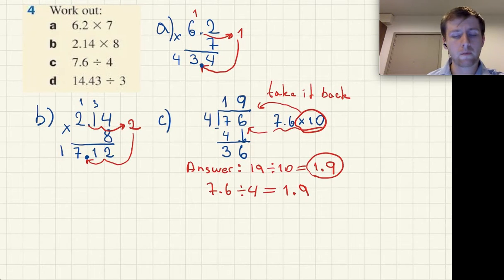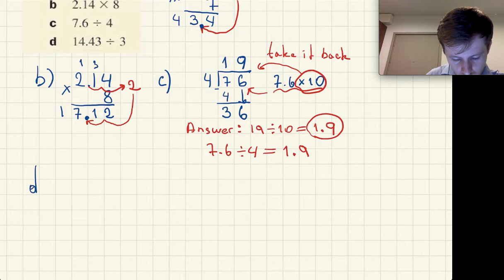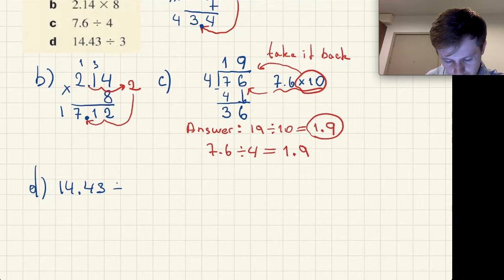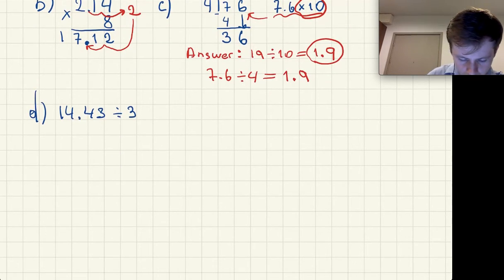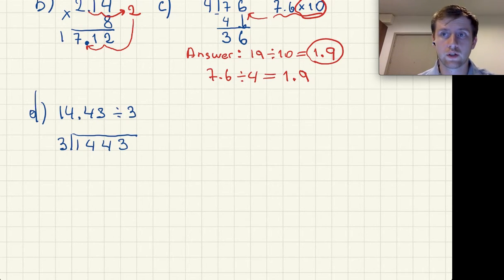Okay, so let's do one more, I think, just to make sure that it makes sense. So 14.43 divided by 3. So again, I write it as 1443 divided by 3. But don't forget what we did to get this.